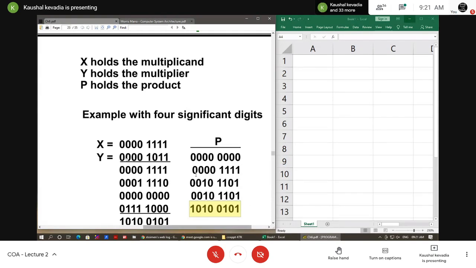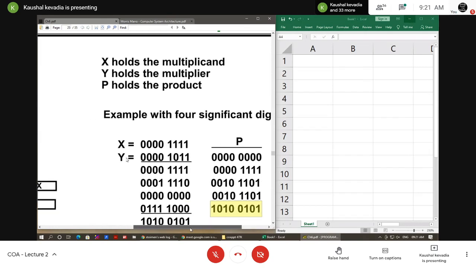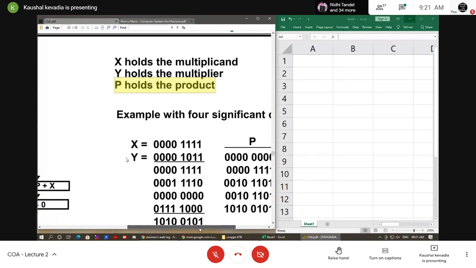But right now you only have to say that x holds the multiplicand, y holds the multiplier, and p holds the product, or we can say the partial product in the intermediate steps. जब हमारा इंटरमीडिएट स्टेप्स होगा तब वहां पे हम पार्शियल प्रोडक्ट स्टोर करेंगे, एंड फाइनली आवर आंसर इट इज अवेलेबल इन द सेम वेरिएबल.